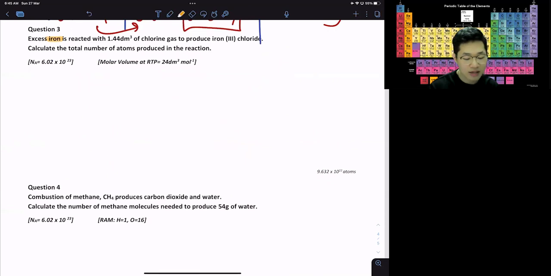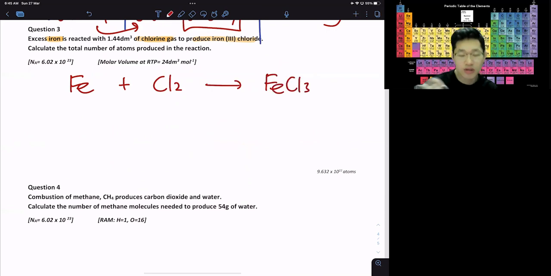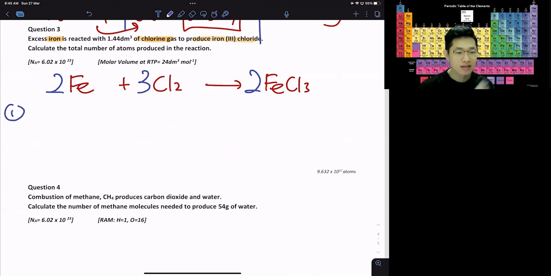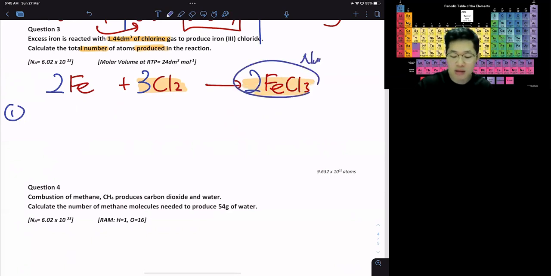iron reacted with chlorine to produce iron trichloride. So Fe reacts with chlorine, producing iron trichloride. 2, 3, 2. Step number 1, find mole according to the number given. So the number given is 1.44 dm cube of chlorine gas. What they want me to find? Number of atoms produced. Produce means the product. So this is the product. This is what they want me to find. Number of atoms.